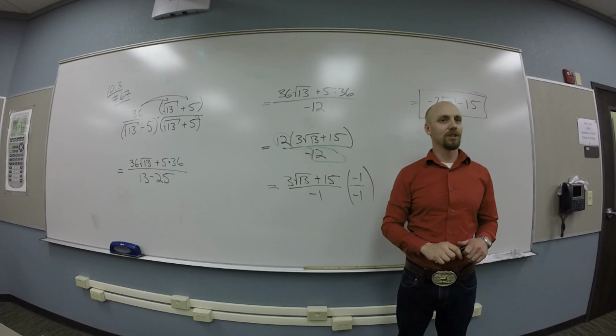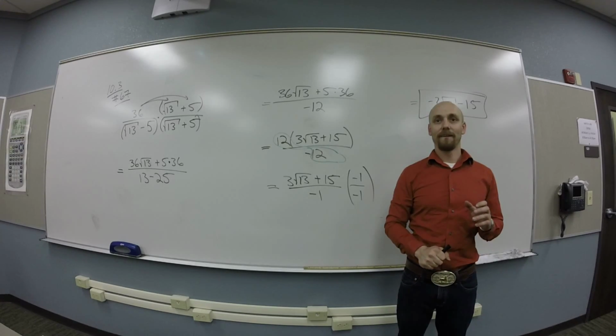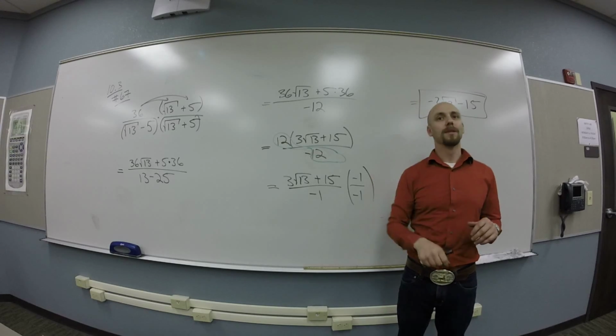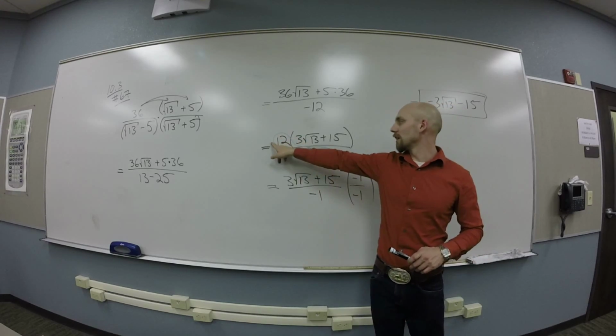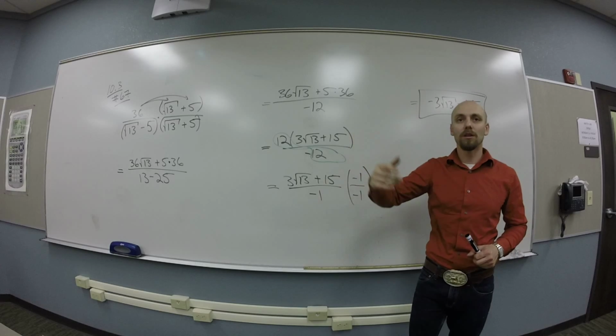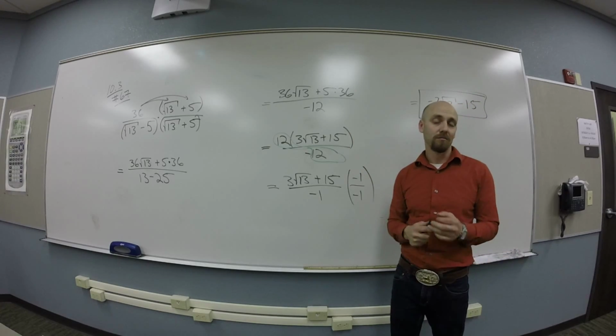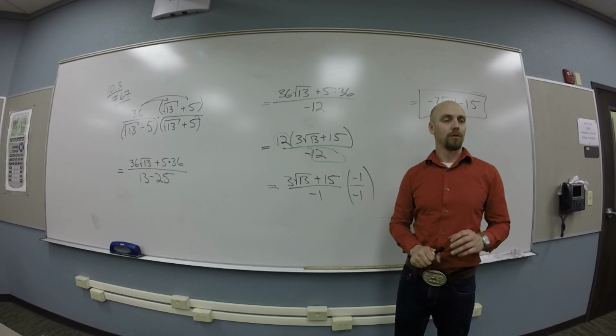Cool? Questions, concerns? Couldn't you have just factored out -12 to leave it? Sure. Yeah. Much easier. So you could have factored a -12 out here because you knew you had one on the bottom. Yeah, that would have been better. Cool? Questions?